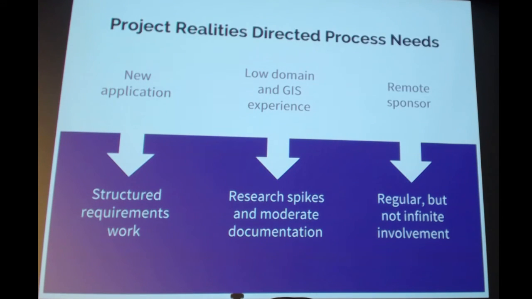We also have our team, us four, had low domain experience in the cycling world, and we really had no experience with geospatial information systems. So the process needed to support research spikes and also more documentation than the standard Agile process would have you do, so we can communicate with our sponsors about the things we don't know and also amongst ourselves and our team. And finally, we do have a remote sponsor.